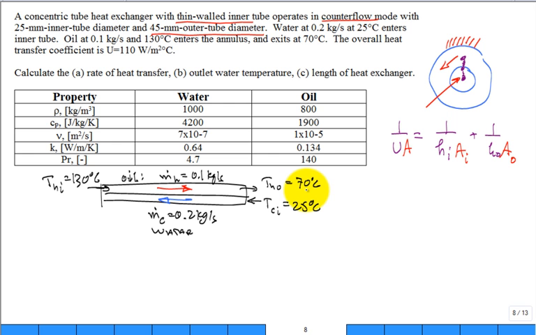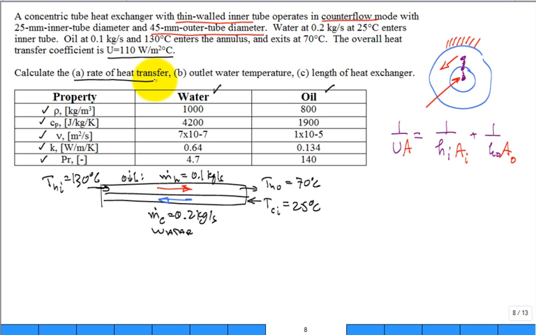The overall heat transfer coefficient, U, I'm not going to rewrite that, but it is given in the last sentence. U is equal to 110 watts per meter squared degree C. They give us all the properties: mass density, specific heat, the kinematic viscosity, the thermal conductivity, and the Prandtl number, for our water as well as for our oil. And then for part A, they ask us to calculate the rate of heat transfer.